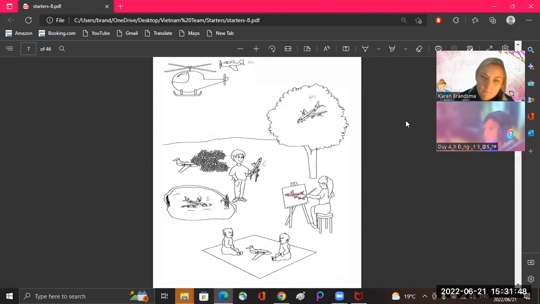1. There's a plane behind the helicopter. Yes. Can I color it? Yes. Color it yellow. Okay. The plane behind the helicopter. I'm coloring it yellow. Very good.